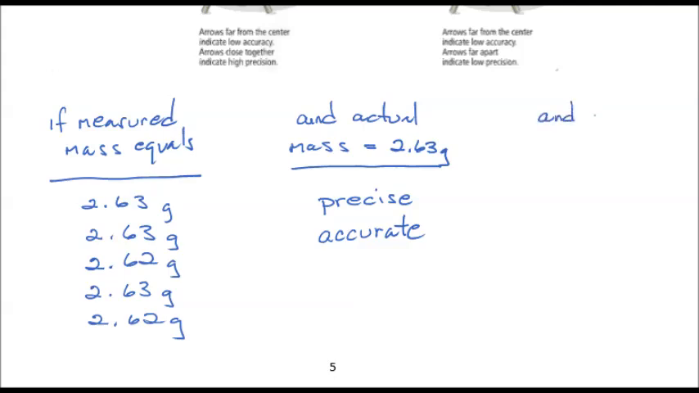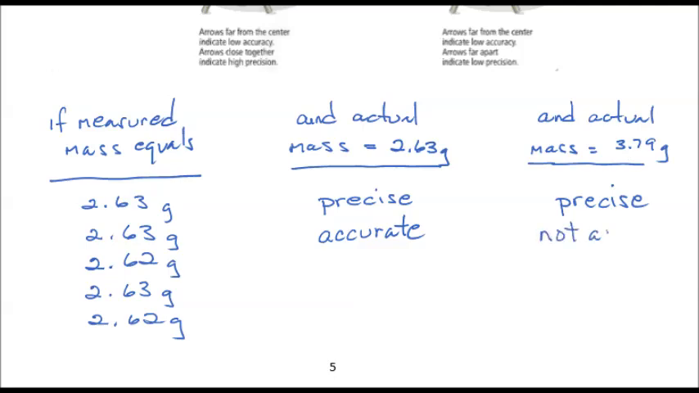But what if the actual mass is equal to 3.79 grams? Well, in this case, the measurements that you made are still precise because they're close to each other, but they are not accurate because they are not close to the actual answer.